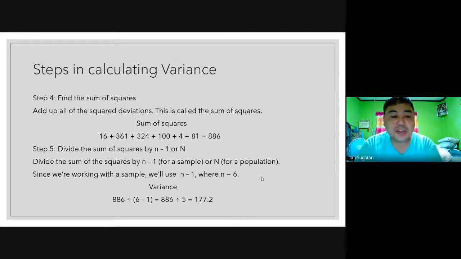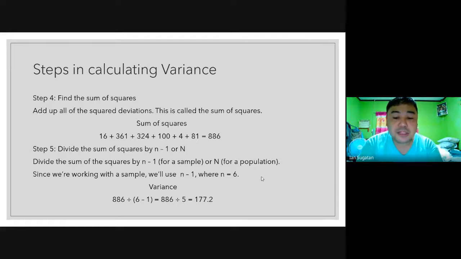Now, step number 5. Divide the sum of the squares by n minus 1. Since our population is 6, therefore 6 minus 1 is 5. Then we're going to divide. To calculate the variance, that will be 886 divided by 5, where the 5 is n minus 1.